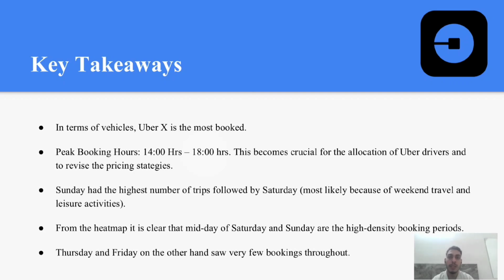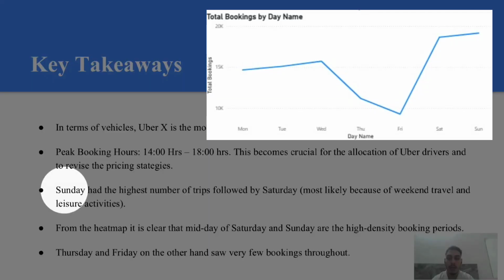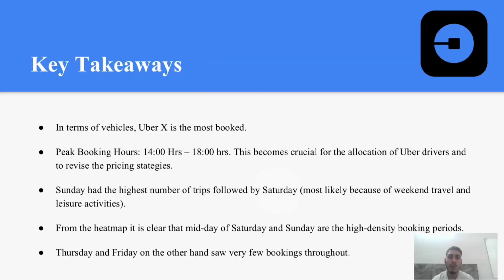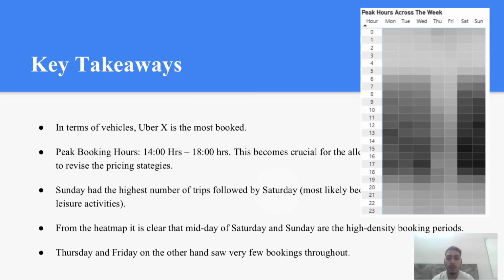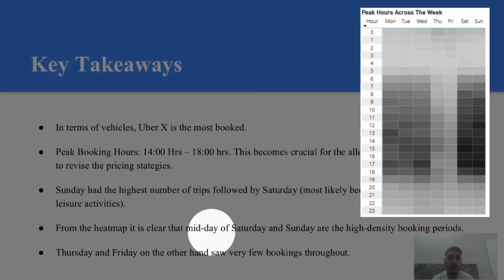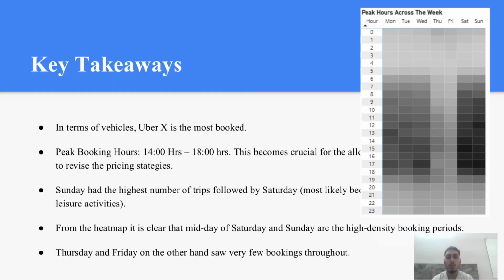And moving further, we can see that Sunday had the most number of trips, followed by Saturday. So that is most likely because of the weekend travel and people being involved in leisure activities. And next we move on to the heat map that we made. From that it is quite clear that the midday of Saturday and Sunday are high density booking periods. So it can be concluded that the middle part of the day of the weekends are the most booked ones.